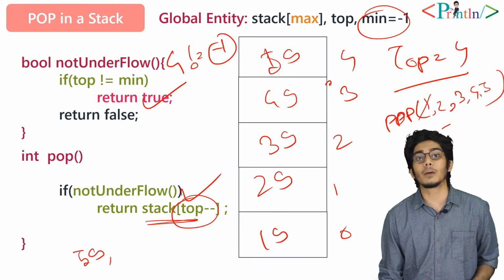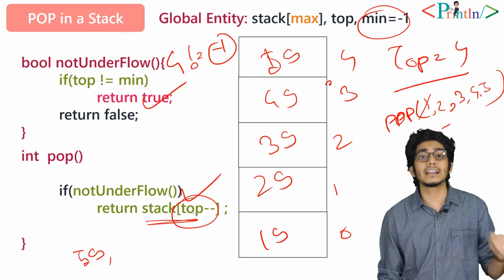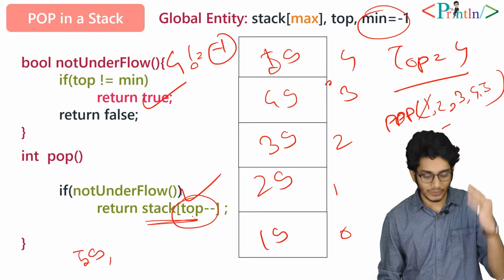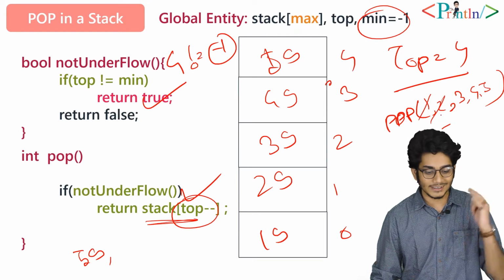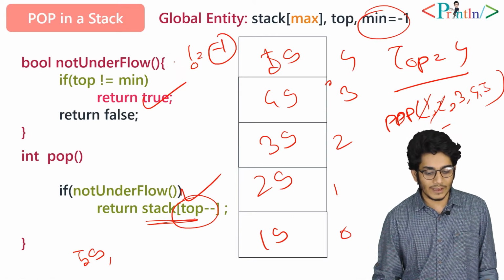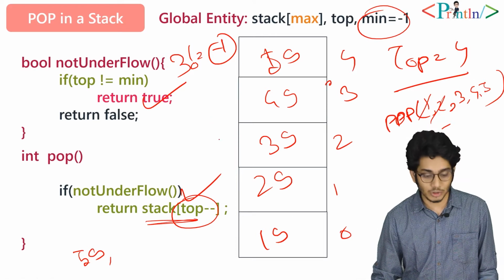So what is the value of the top? That is 4. And after decrementing, what will be the value of the top? It will be 3. Now again we'll call the pop function a second time. Now what is the value of the top? That is 3. 3 not equals to -1.